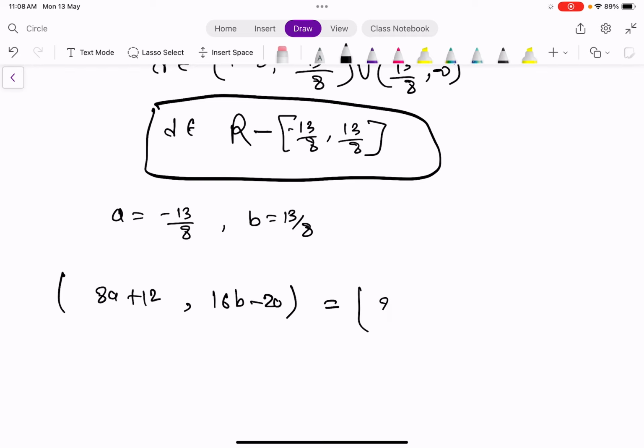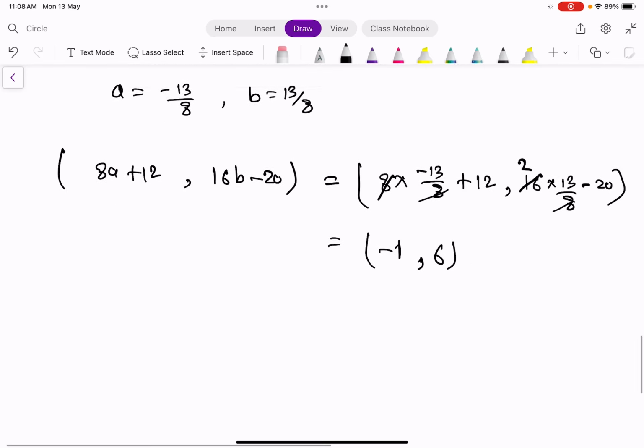So substitute these values: 8 into minus 13/8, comma, 16 into 13/8, and minus 20. This is the point. The 8 cancels out, 8 and 2 remain here. So here what we are left with is minus 13 plus 12, that is minus 1. And here how much do we have? 13 into 2, 26. So 26 minus 20 will be 6 itself. So this is the point we have been given.